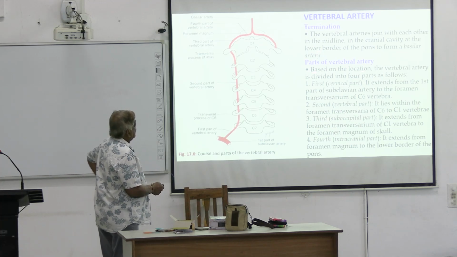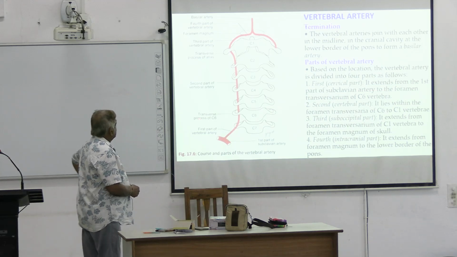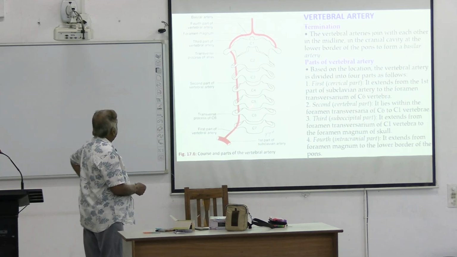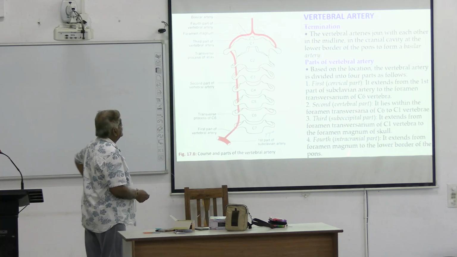Now, based on the location, the vertebral artery is divided into 4 parts. First, the cervical part: it extends from the first part of the subclavian artery to the foramen transversarium of the 6th cervical vertebra. This is the first part. Second, the vertebral part. This is the transverse process, the third part. And this is the fourth part in the foramen magnum.